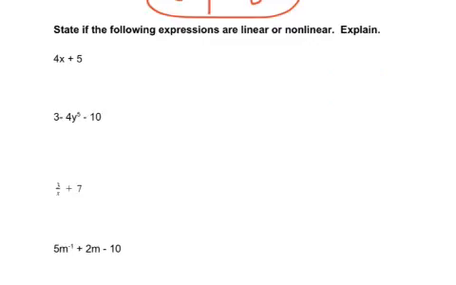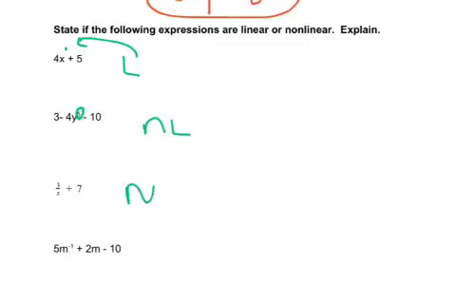Alright, and down here I want to know if these are linear or not. So the first one is linear because if I look at my variable, my exponent here is a 1. This one is non-linear because if I look at my variable, my exponent with it is not a 1 or 0, it is a 5.